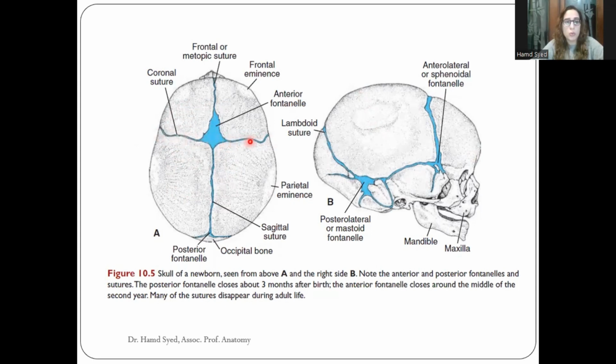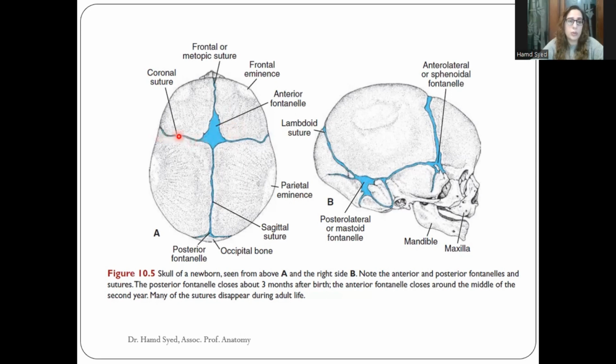So this here is the coronal suture. It is present in the horizontal plane, and you can see it between the frontal bone anteriorly and the two paired parietal bones posteriorly. Also, I would like you to notice that this here is the metopic suture. This is a suture present between the two halves of the frontal bone in the newborn skull, but it disappears as the child gets older. So in an adult skull, you wouldn't see this metopic suture.